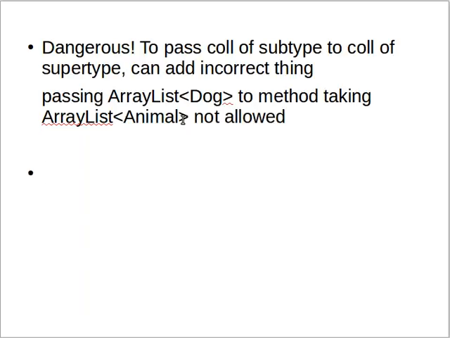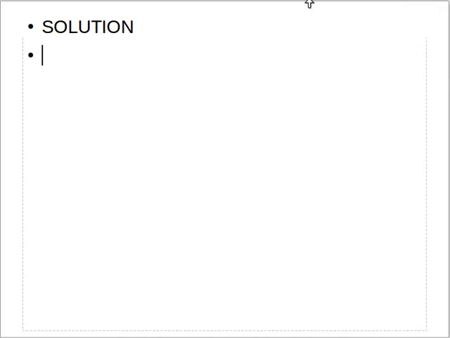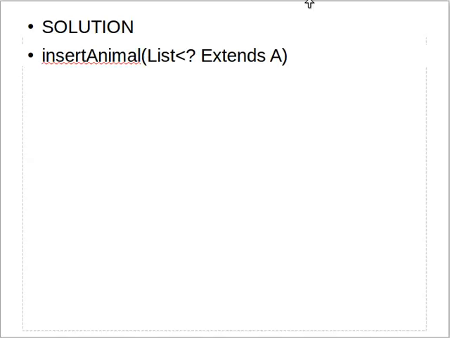So how can we solve this? How to solve this problem where we want to pass a list of a subtype to a method which takes a list of a supertype? What is the solution for this? So the solution for this is to define the method in such a way, to declare the method in such a way that it can take any of the subtypes of Animal as the argument. So for example, say insert animal, and then we have a List of wildcard extends Animal, and then we say ls.